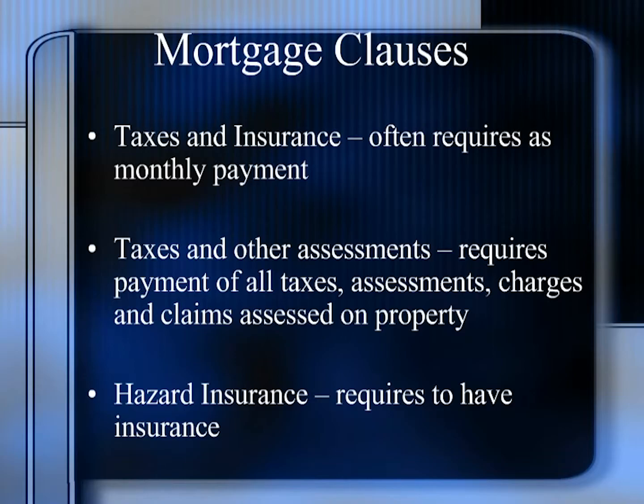Taxes is the same thing, because if you don't pay your taxes, then the town or state will put a lien on the property, and that will eventually, if you defaulted, become a problem to deal with for the mortgagee. So they want to make sure the taxes are paid too. They also would require payment of all taxes, assessments, charges, and claims that were assessed on the property prior to it. So they're not going to give you the mortgage unless all of those are taken care of first.